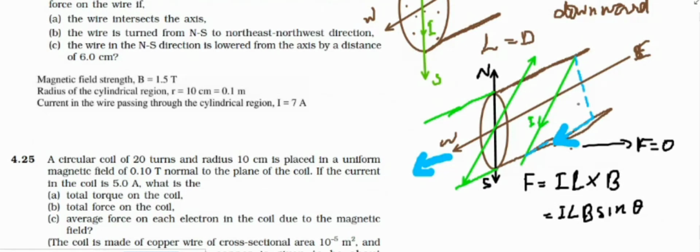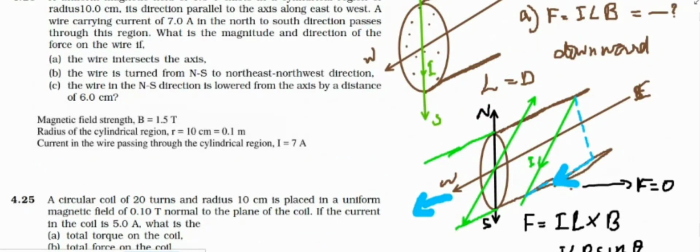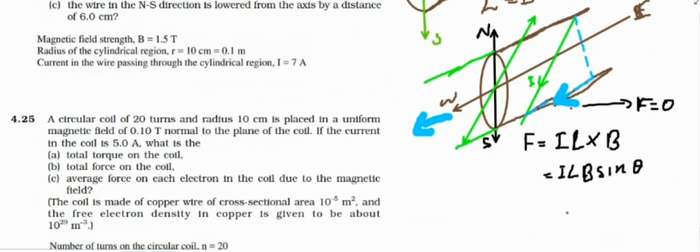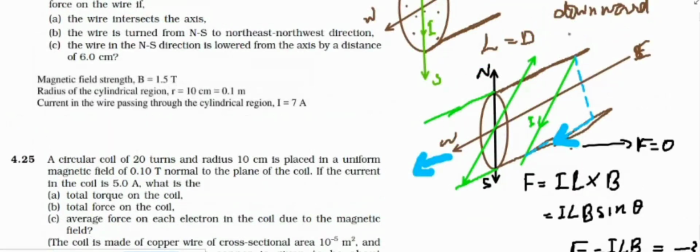And the vertical component, when you see vertical component is same as in the first case, vertically. So you can use the formula F is equal to ILB. So you will get the answer. L is again diameter, and in the same direction downwards it will be acting.